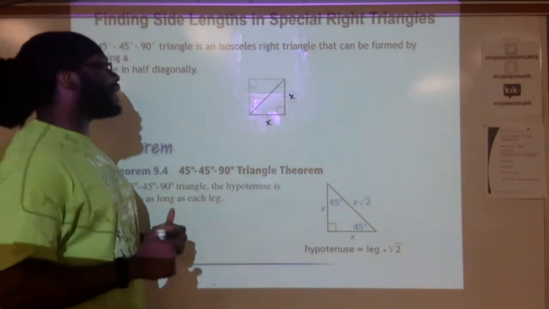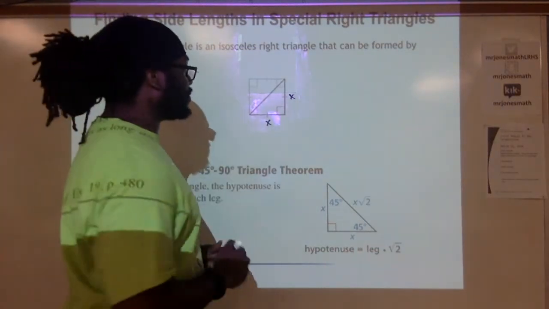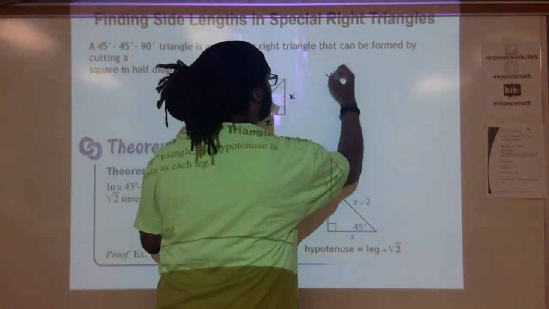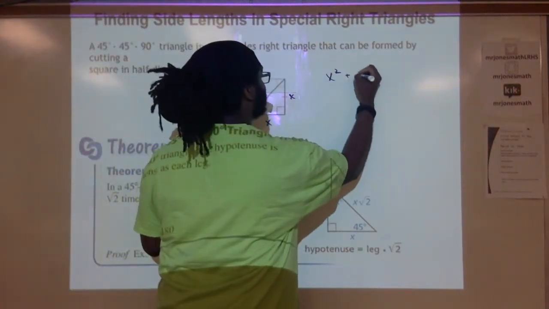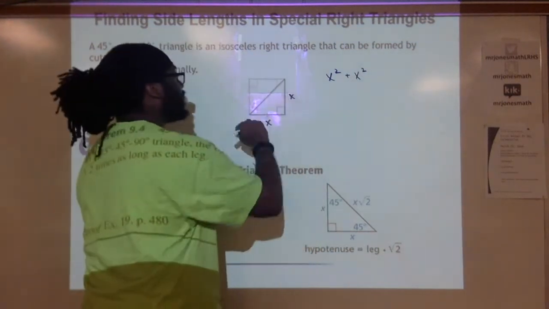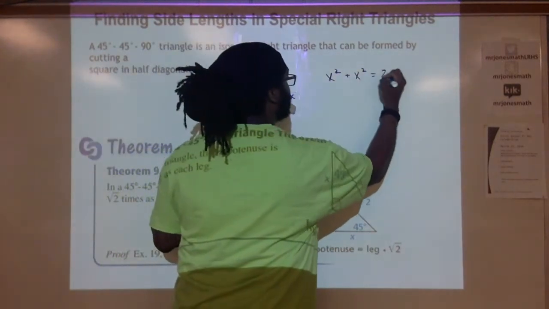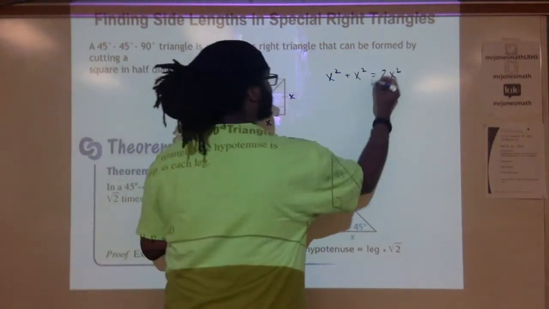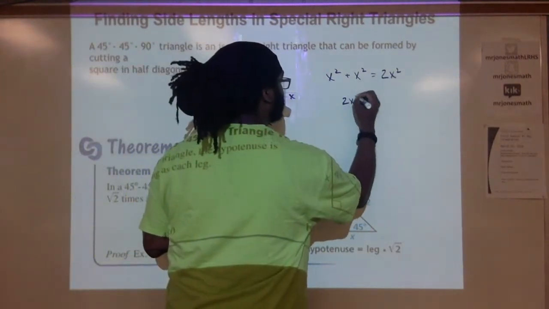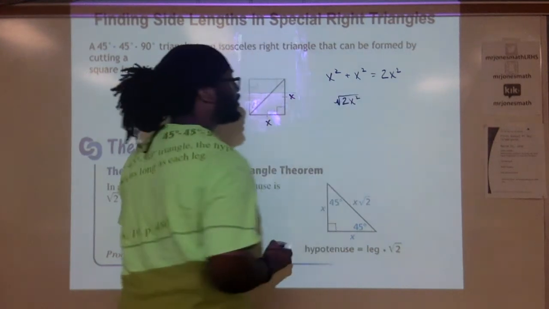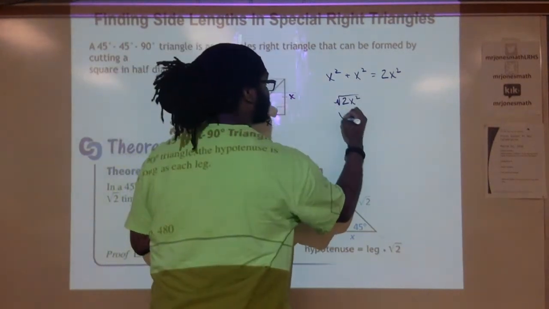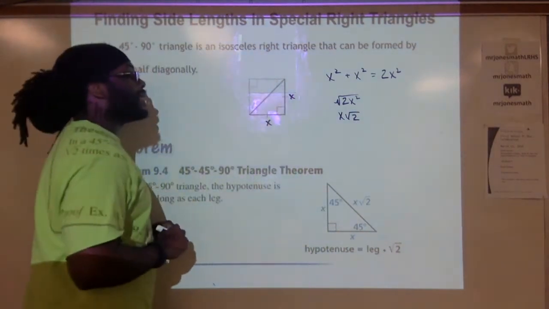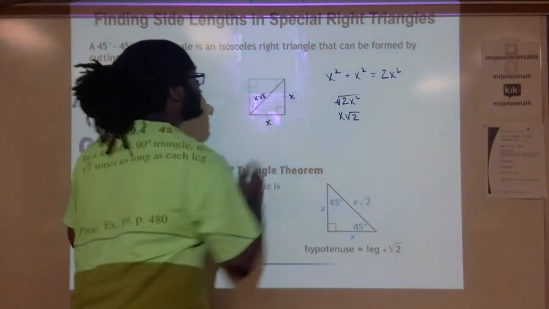We know since it is a square, all the sides are equal, X and X, and to find the hypotenuse, to find what that hypotenuse measures, we can still use the Pythagorean theorem. So we have x squared plus x squared equals 2x squared. Okay, and so we take the square root of 2x squared. The square root of x squared is just x, and we can't simplify the 2, so the side is x times the square root of 2.